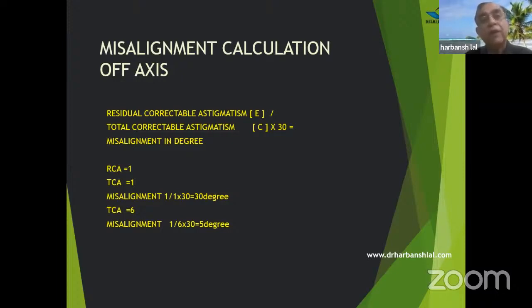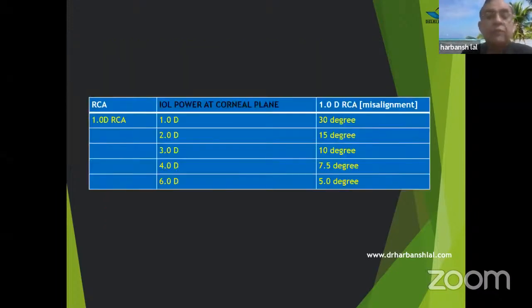So that means 1 by 6 multiplied by 30, that means 5 diopter of correction has already been achieved. So misalignment is only 5 degree. So though the refractive error, the refractive surprise, is the same, in the second case misalignment is only 5 degree.